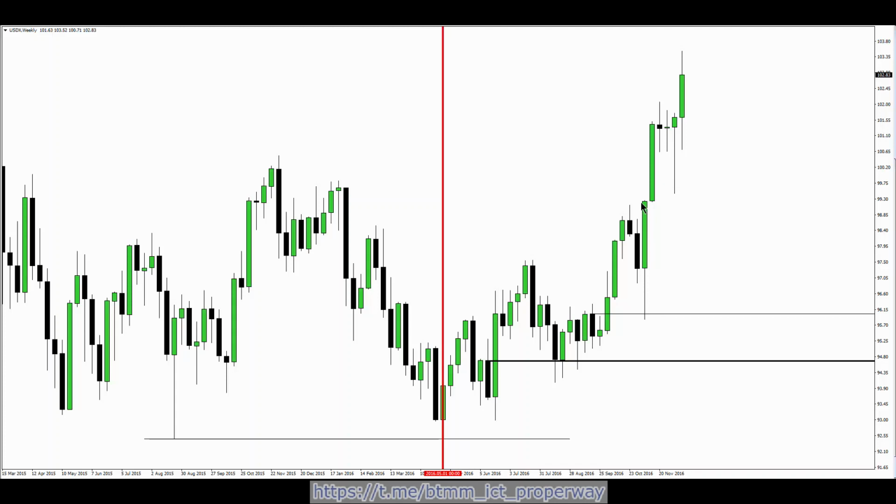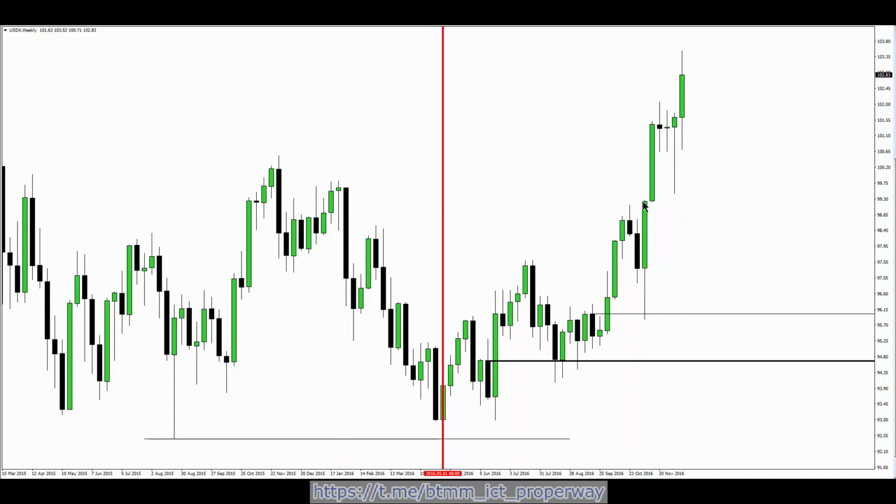And as price rallies through to external range liquidity, which is this high here, entering at internal range liquidity at this bullish order block here, the range again, about 310 pips, just to get first profit here, okay?